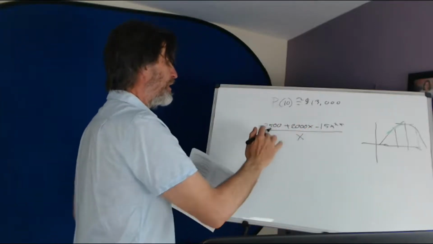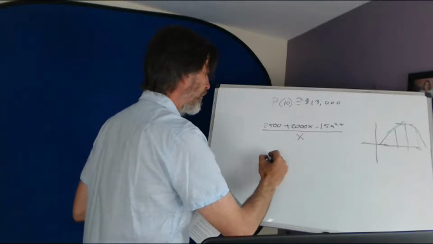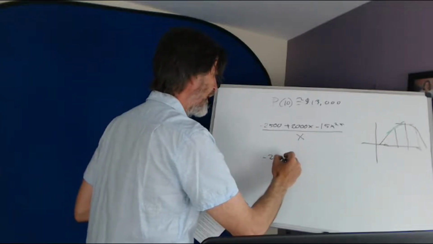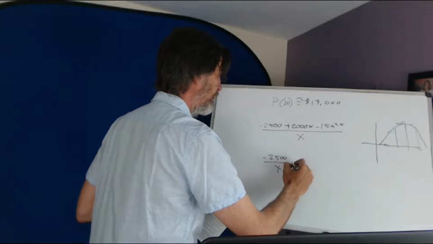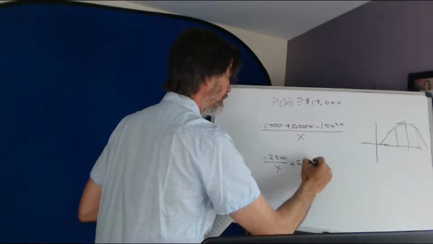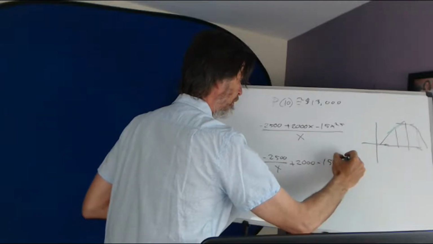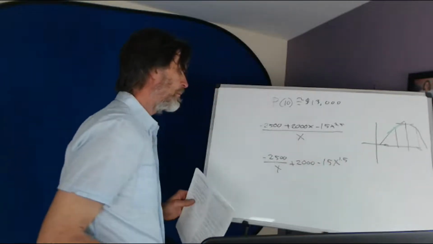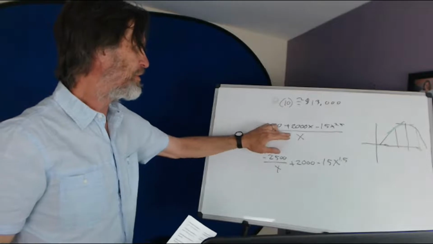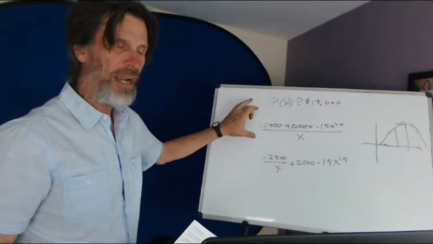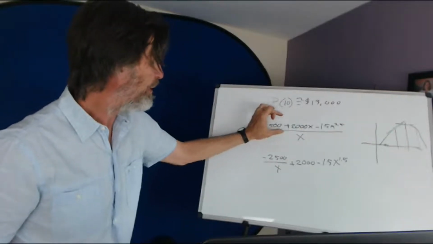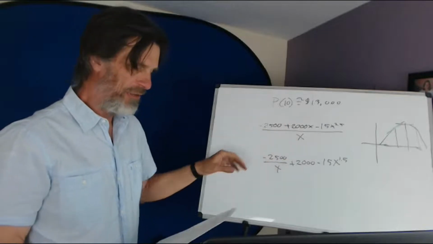I'm not sure how the answer key is going to be on a problem like this. I'll give you both possible answers. So either you take the original function and divide it by X and leave it in that fraction, or you individually divide each of those by X and leave it in that.